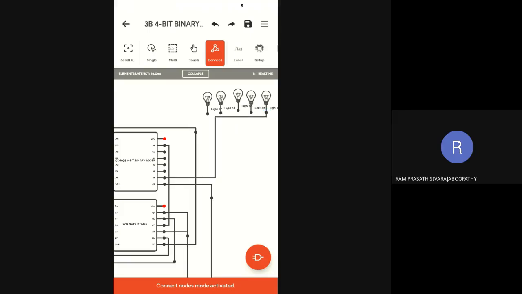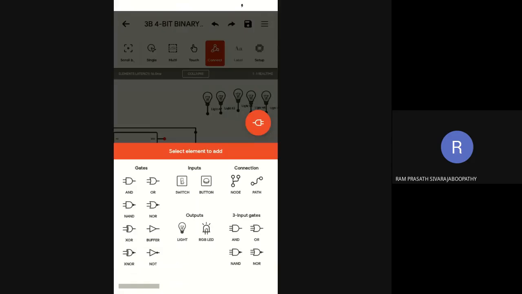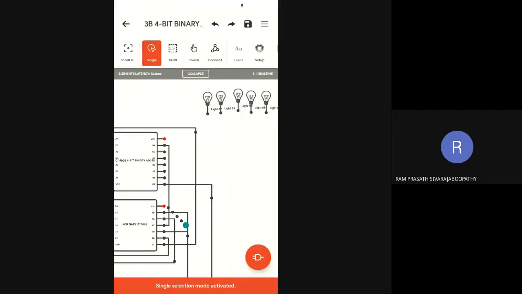The next one is, we can use nodes for this. 5 nodes we have to use. 1, 2, 3, 4, 5. The 5 nodes I am taking. 1, 2, 3, 4. Okay. So now we are going to connect.